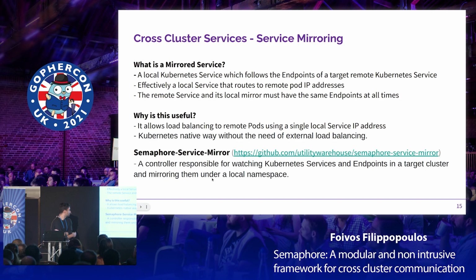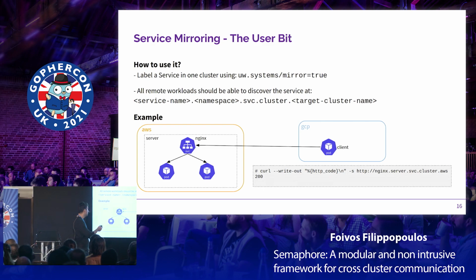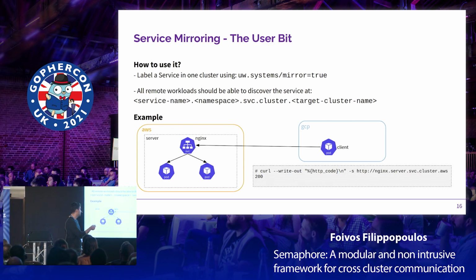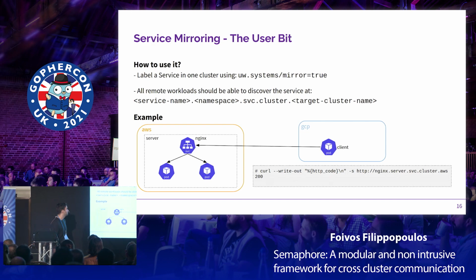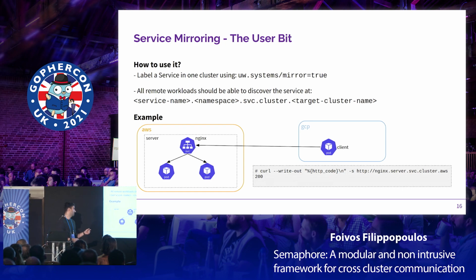The controller is called Semaphore Service Mirror and is going to do what I described. This is a single controller. It's going to be a simple deployment. Now, from the user perspective, all the users need to do is go and label their services in one cluster, and they can expect to access the service that they labeled from all the rest of the clusters.